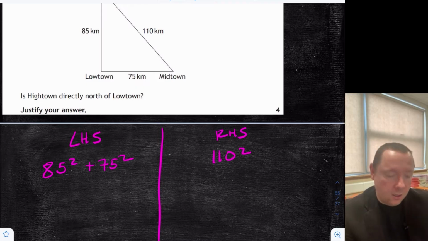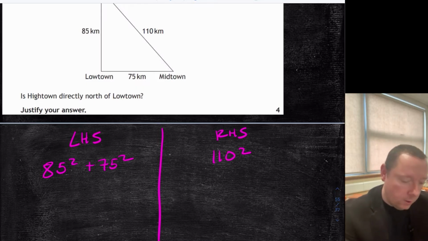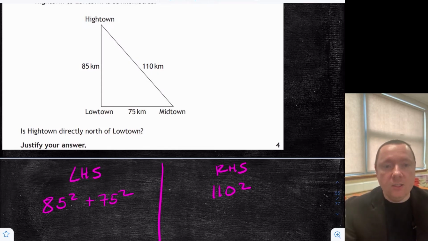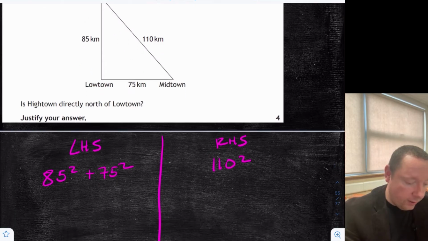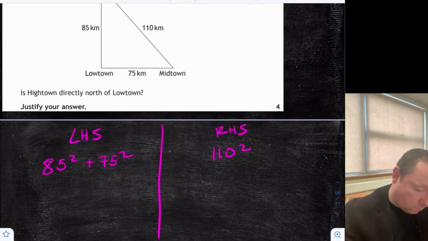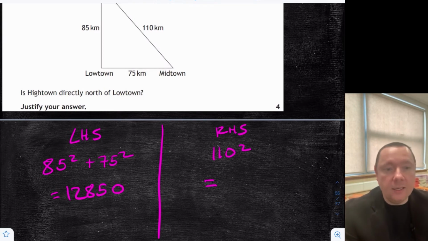Do not write that those are equal. You do not know if they're equal yet. You're trying to check if they are. So you get both of them down, but it's completely separate. You then evaluate or work out them both. So the left-hand side, 12850. And the right-hand side gives you 12100.